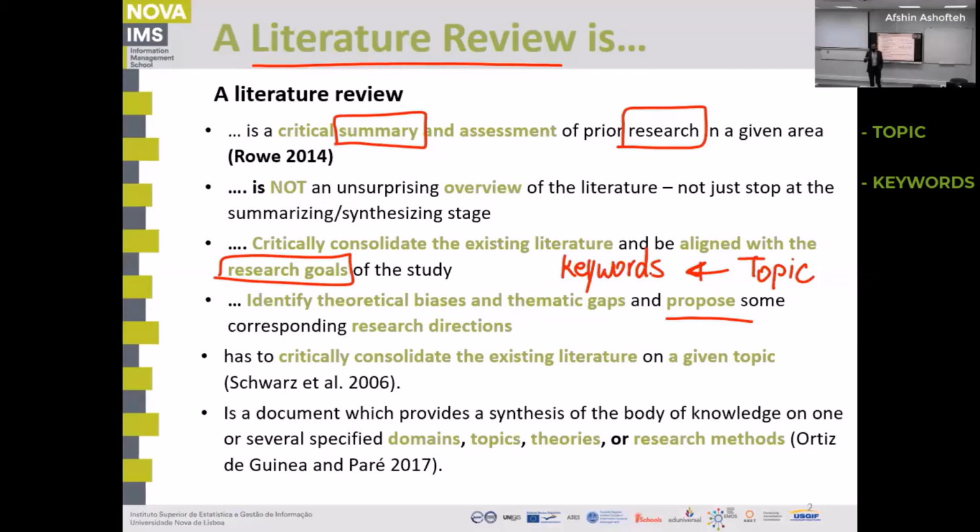So you should have some keywords. With these keywords, you make a topic, okay? So the topic shows what your goal is, what the area is that you are going to cover with this literature review. Okay, so it can define some research directions for you and for the readers who are interested in your research.